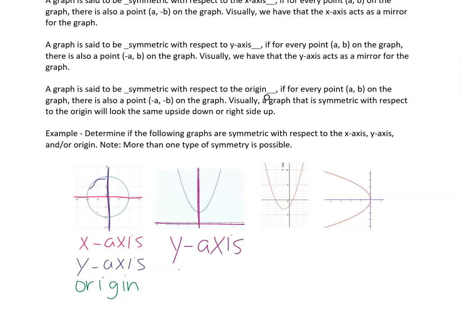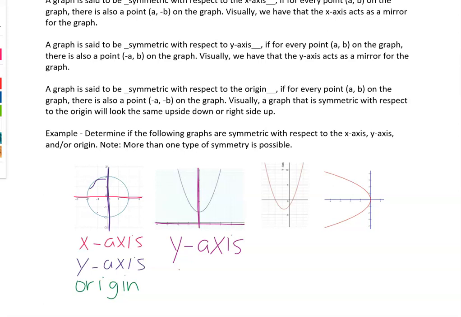And then the last one we're going to check for is it symmetric with respect to the origin? Well, if I were to flip this graph upside down, would it still look like a U? No, it would look like an upside down U. So for this particular graph, it is only symmetric with respect to the y-axis.